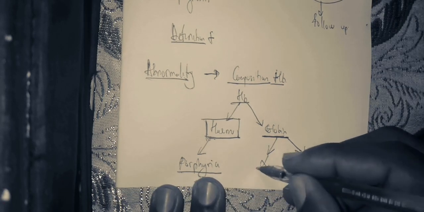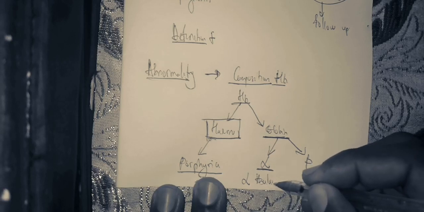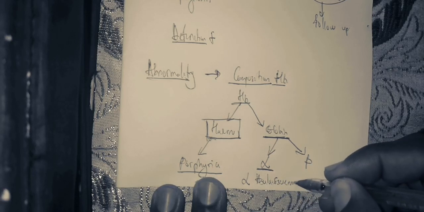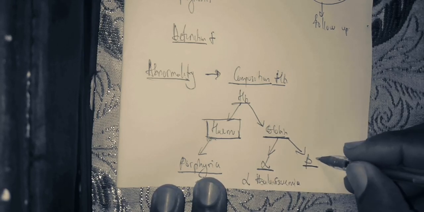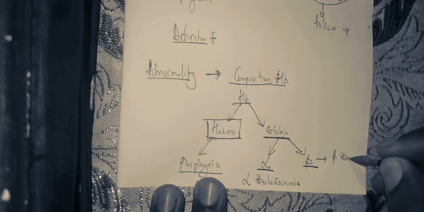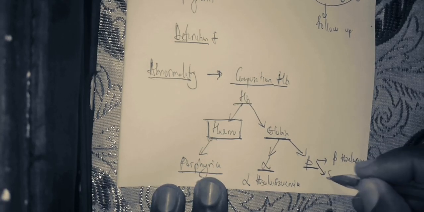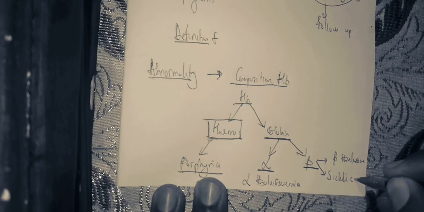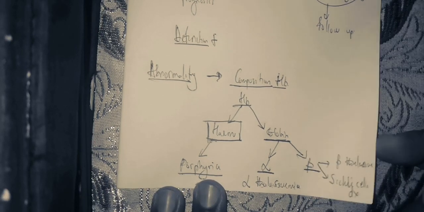Now, when you have abnormality in the alpha globin chain, you have things like alpha thalassemia. And when you have abnormality in the beta globin chain, you have what is called beta thalassemia, and you have also sickle cell disease. Is it clear? So that is the abnormality.